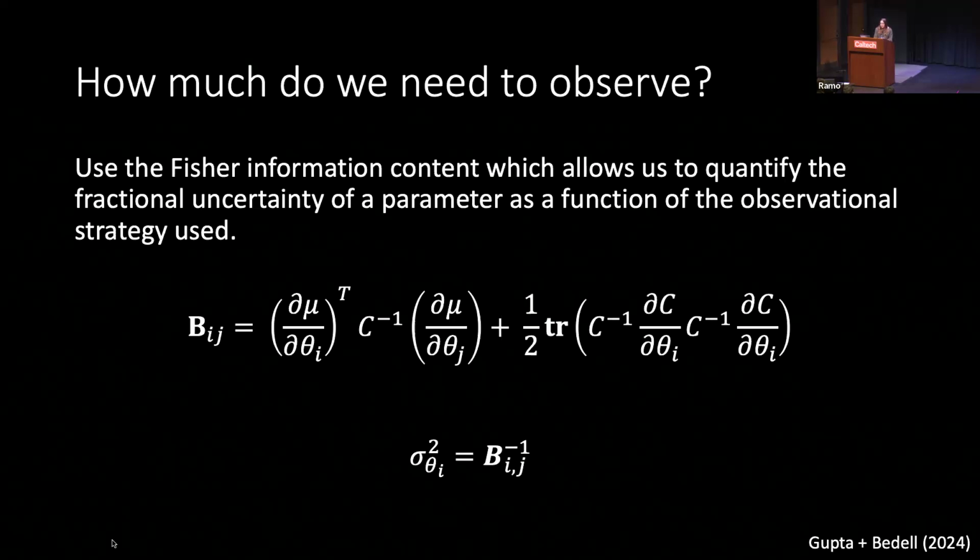So I've been using the Fisher information content developed by Gupta and Bedell in 2024, which is just given by that equation here. You don't have to understand it, I promise. But basically, this allows us to quantify the fractional uncertainty of a parameter as a function of the observational strategy used. So we don't need to have the y values, if you like. We just need the timestamps, and we just need the covariance matrix of the data that we're looking at.